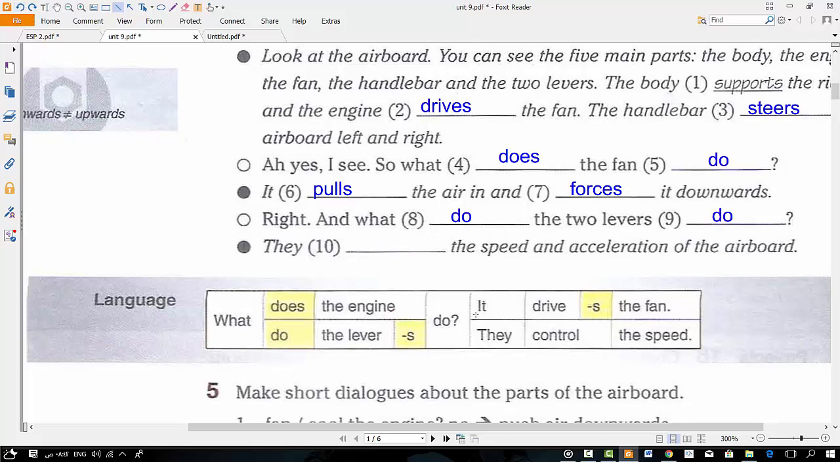What does the engine do? It drives the fan. What do the levers do? They control the speed.